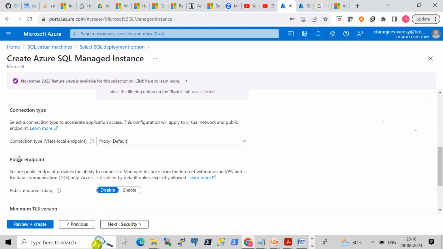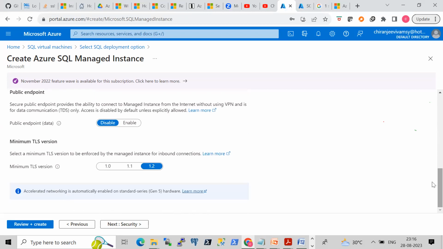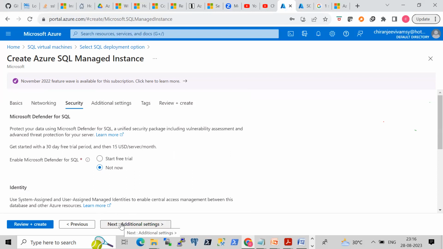Private endpoints for managed instance. It was not there when I was teaching, and that is also something I would like to explore. And TLS, we know there is nothing great about TLS. These things can be ignorable.